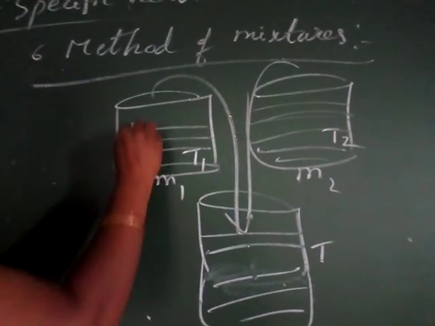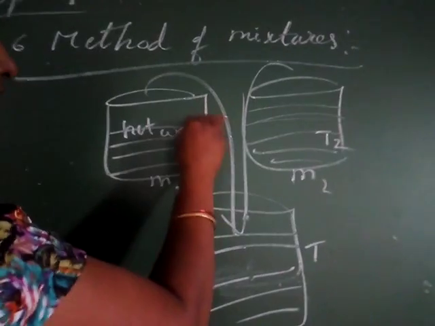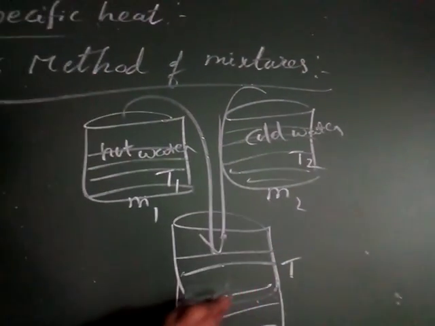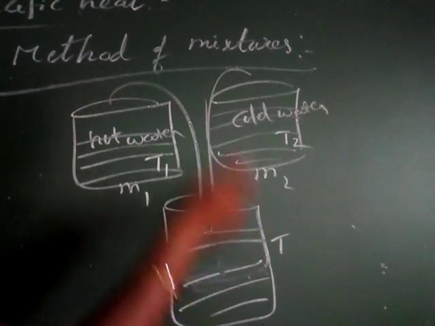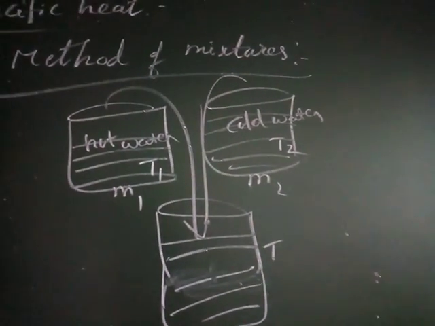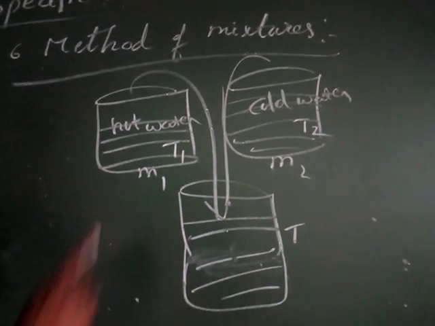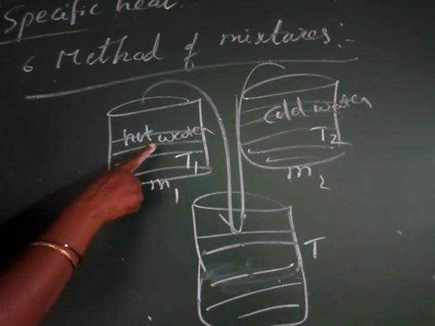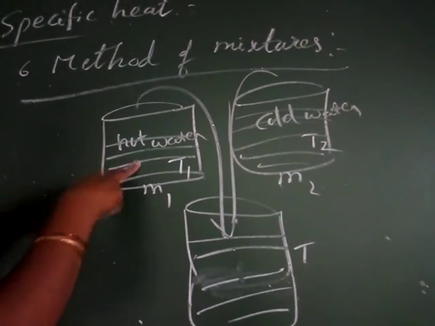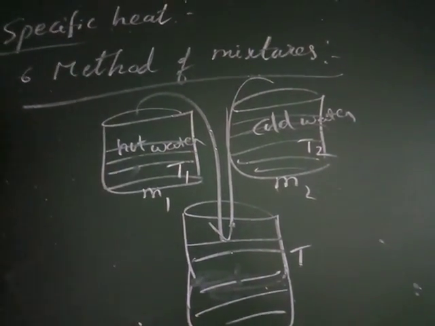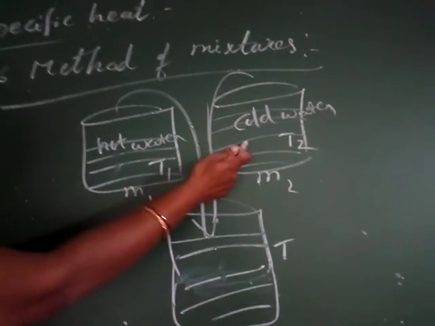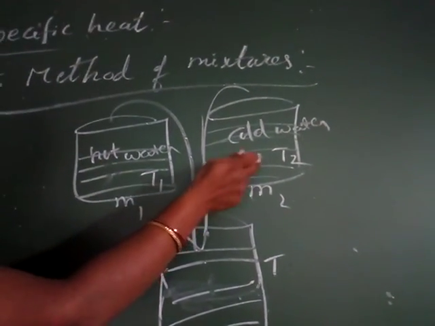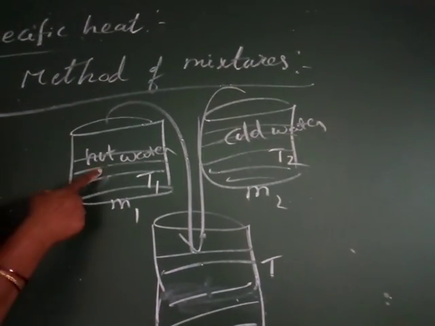Think of this as hot water and this as cold water. You are adding these two and mixing them. The mixture temperature is T. Now here you see how much quantity of heat is released by the hot water. That means it gives some heat energy to the cold water. We know that the hotter body gives some heat to the colder body. That means it lost heat.